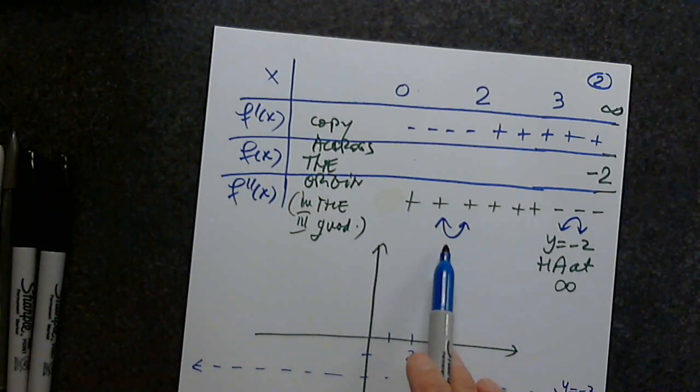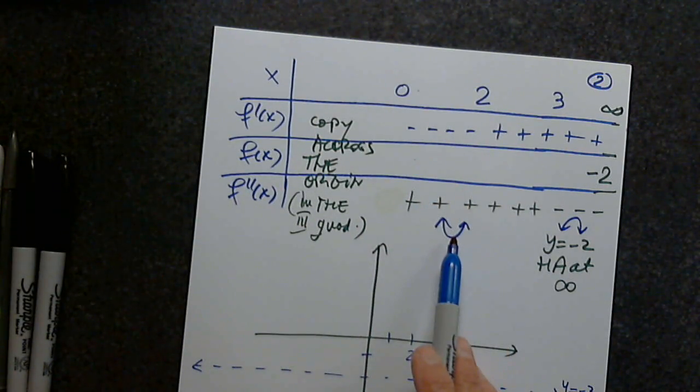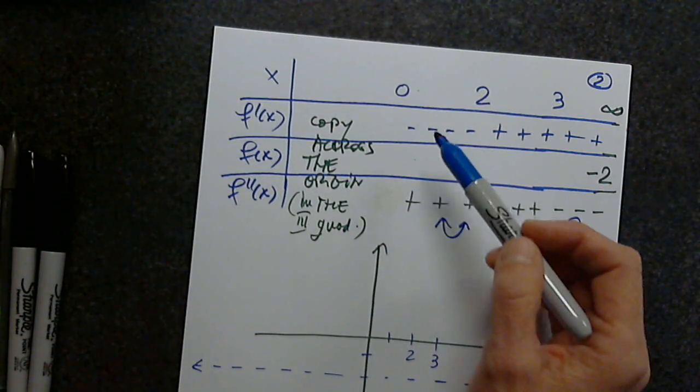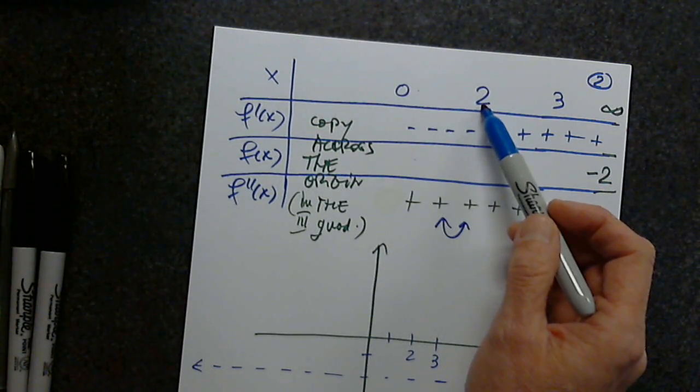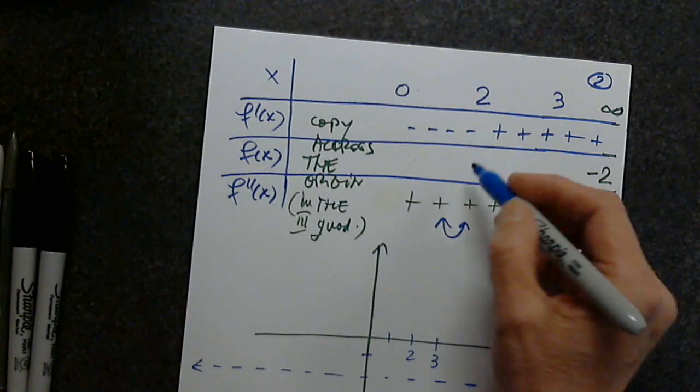So it's opening upward between 0 and 2, and actually between 0 and 3, it will be opening upward, and it's decreasing, and it appears that this is a point of min, so local min.